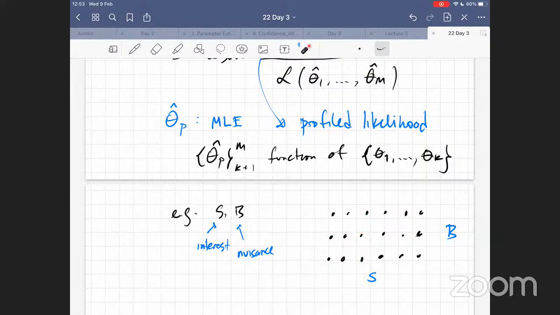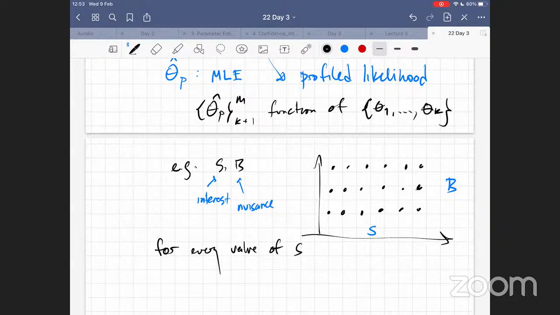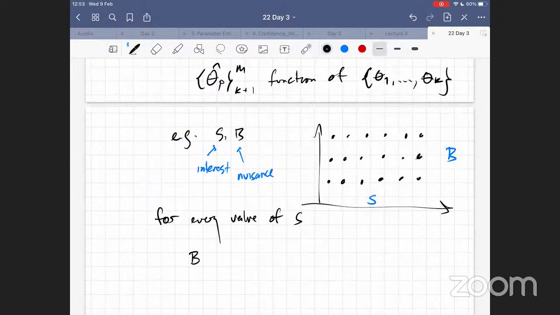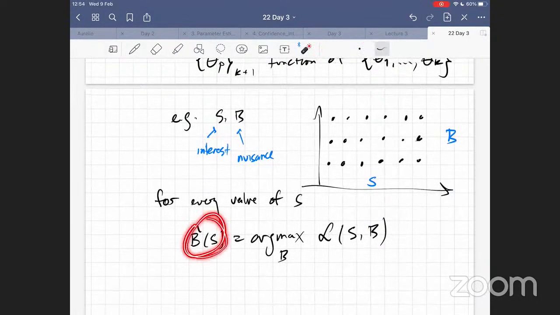And for each of them, I take the maximum likelihood, so the B giving me the maximum likelihood. So let me just write it. For every value of S, I have my B hat of S equal to the arg max over B of the likelihood, which depends on S and B. And in that way, for every value of S, I do have a value of B. I have fixed my value of B. Or in general, for every value of the parameters of interest, this one is the one maximizing it, or this one, or I don't know. You understand, okay?